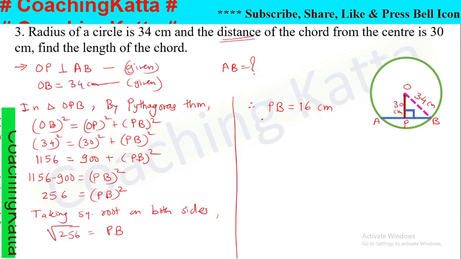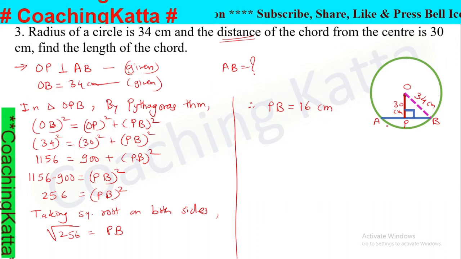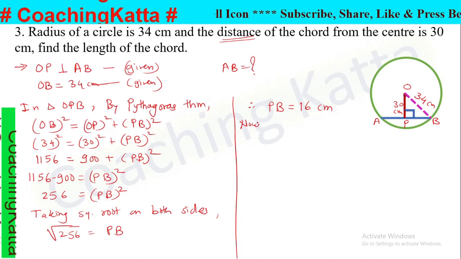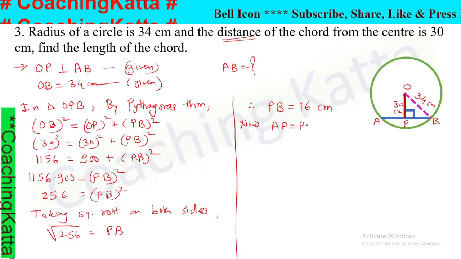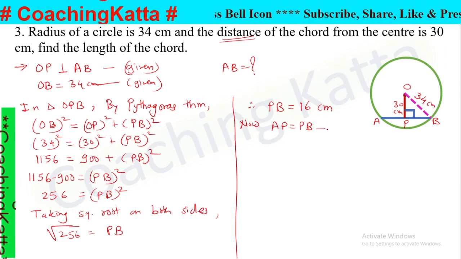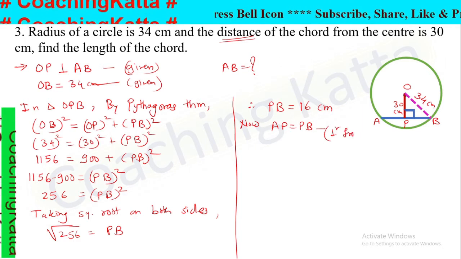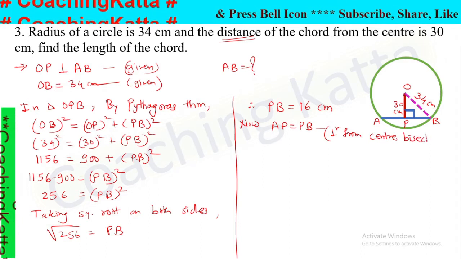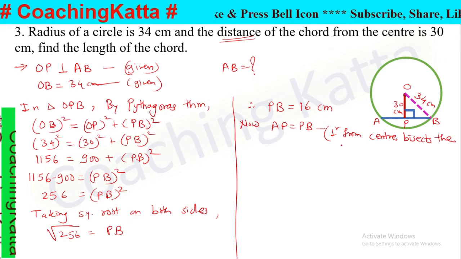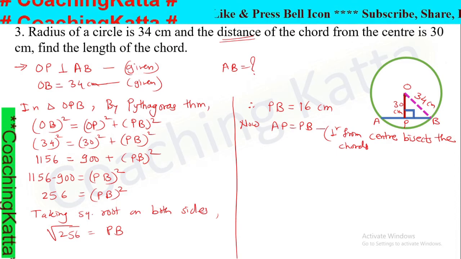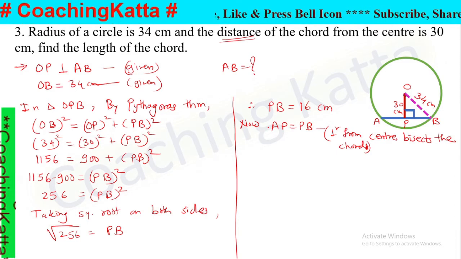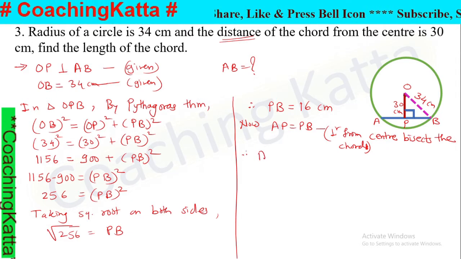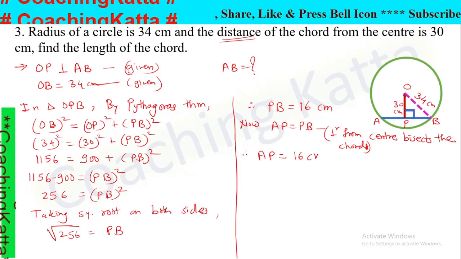Now we know the theorem that perpendicular from center bisects the chord, means AP equal to PB. Now AP equal to PB. Reason, write the reason here: perpendicular from center bisects the chord. So AP equal to PB, and we know the value of PB, and therefore AP equal to also 16 centimeter.